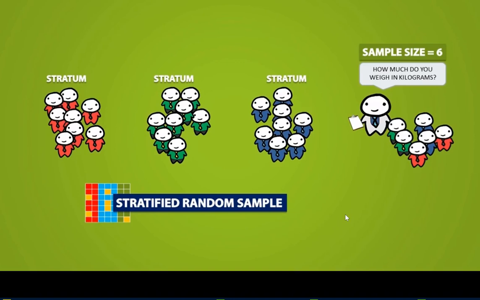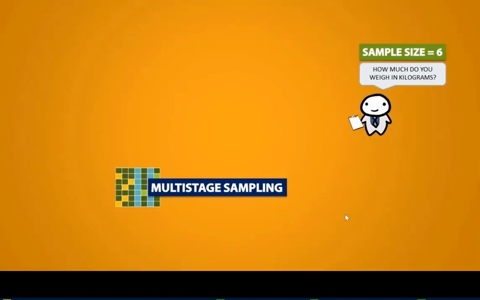The last type of sampling is called multistage sampling. For multistage sampling, we use a combination of 2 or more simple random samples.